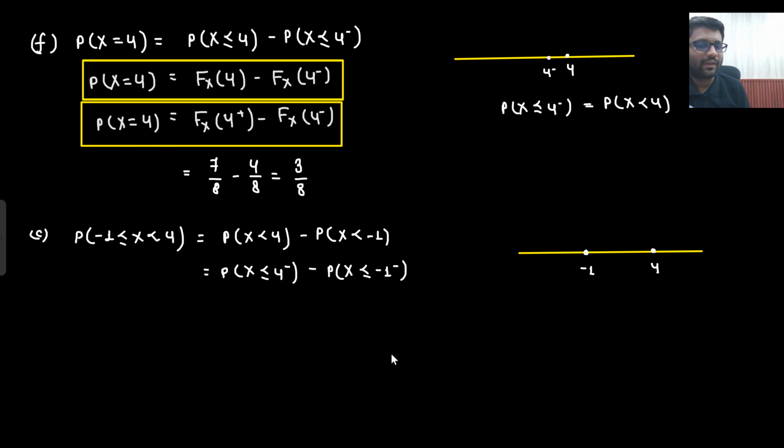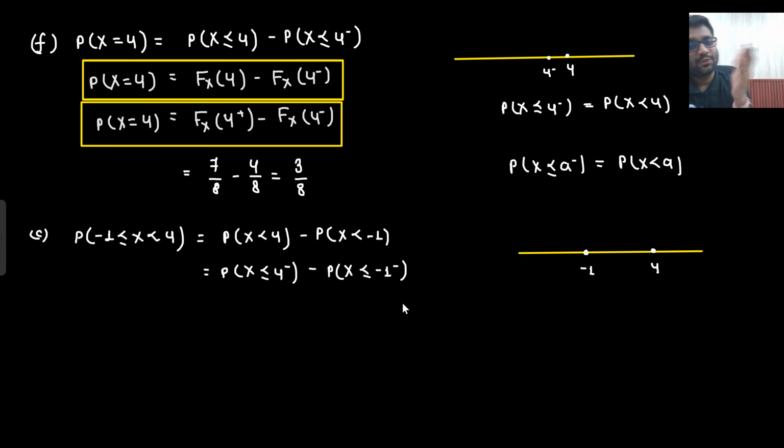X less than or equal to 4 minus probability of x taking value less than minus 1 minus. Because here what do we show? Basically the general point is probability of x less than a minus is equal to probability of x less than a. Do you agree to this point? Probability of x less than or equal to a minus is equal to probability of x less than a. Surely you agree to this point, right?